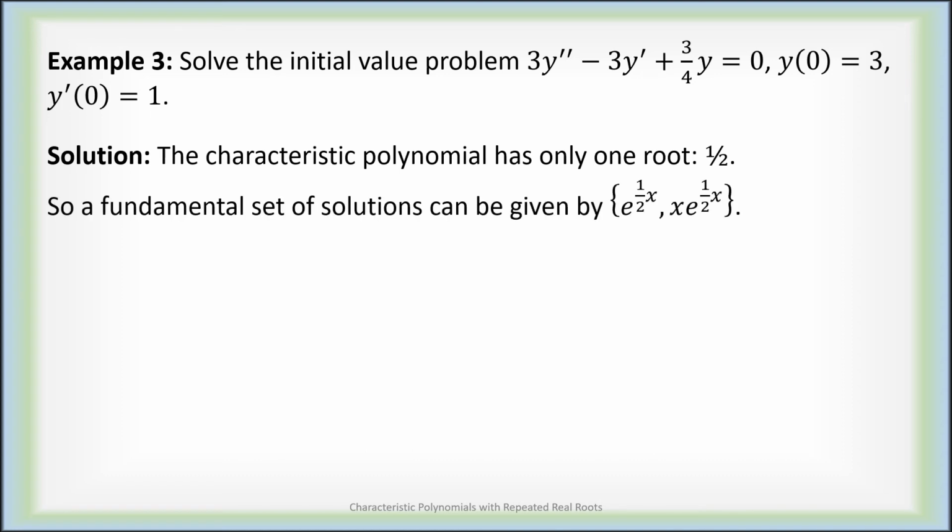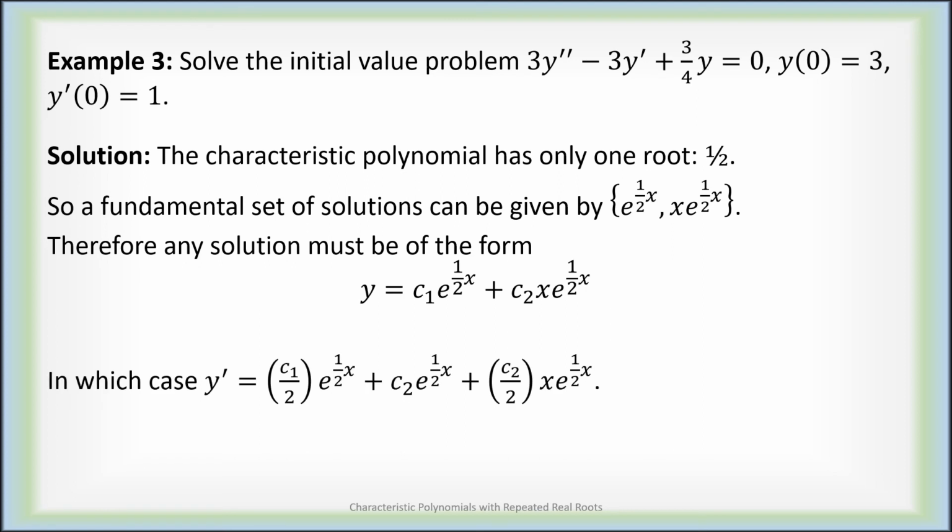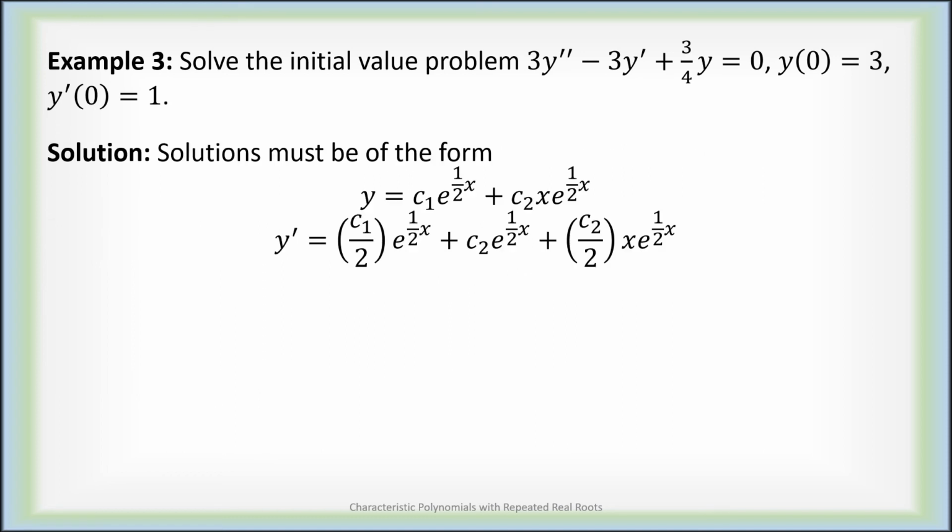Therefore, a fundamental set of solutions is given by e to the 1/2 x and x e to the 1/2 x. In other words, any possible solution must be some linear combination of those two things, a constant times e to the 1/2 x plus another constant times x e to the 1/2 x. We can compute the derivative of this. y prime is c1 over 2 times e to the 1/2 x plus c2 e to the 1/2 x plus c2 over 2 times x e to the 1/2 x.